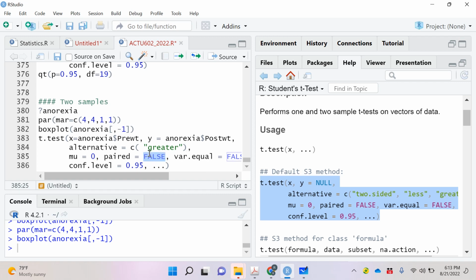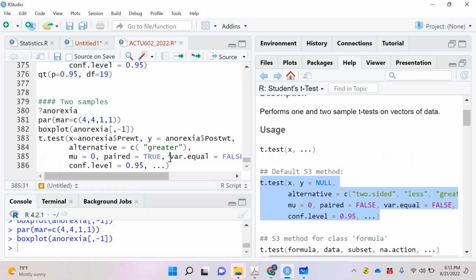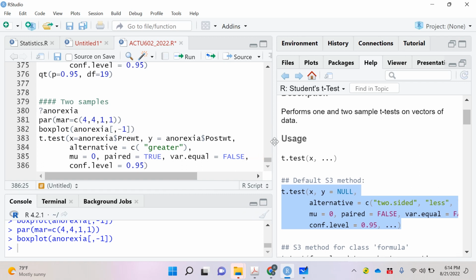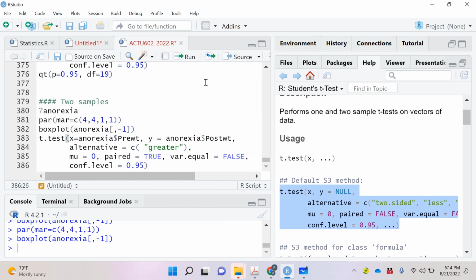Okay. Now paired, what should it be? It should be true. Yes. Because we have before and after measurements. For var.equal, let's do this. When we finish, I'll show you how to check whether you should let var.equal be true or false. So this is okay for us to do now. Okay. So let's run it. Is everybody okay with this? Any question before we move on?